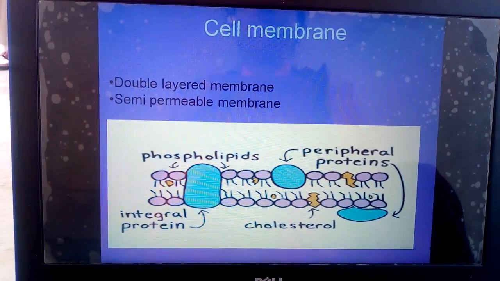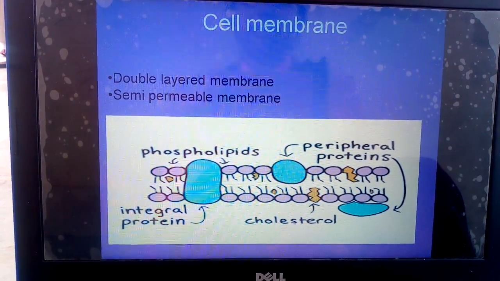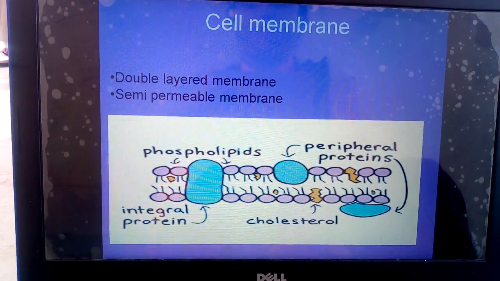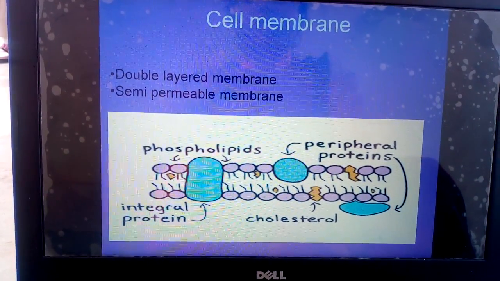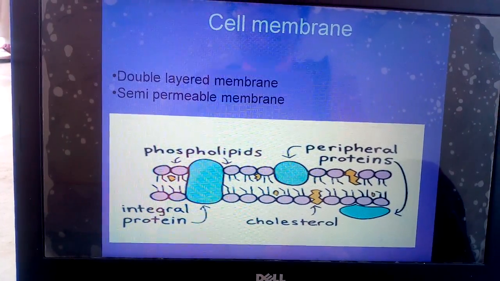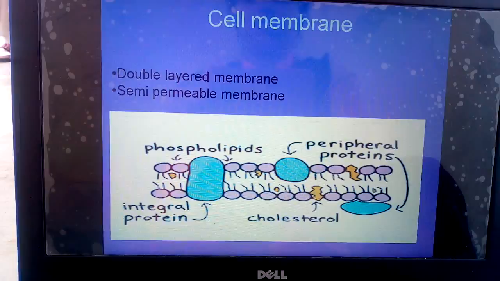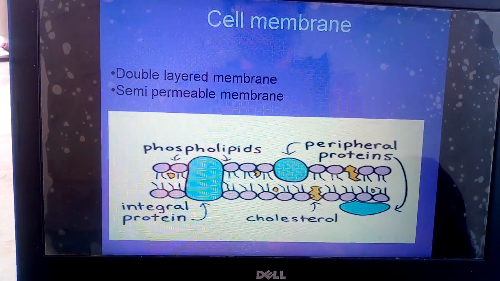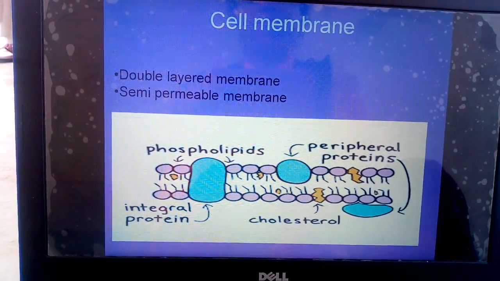The first most important part of the cell is the cell membrane. As we can see in this diagram, the cell membrane is a double layered membrane. The cell membrane is semi-permeable. Here semi-permeable means the cell membrane can allow specific substances to pass through it. So the cell membrane is a double layered as well as semi-permeable membrane.